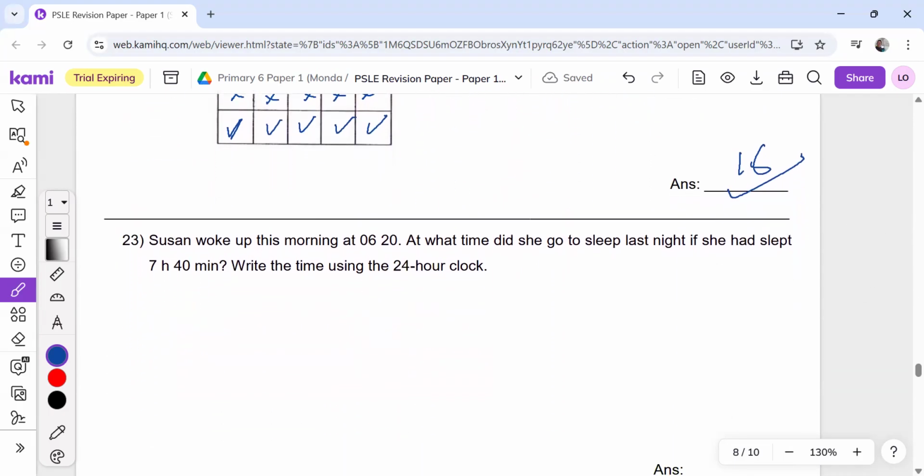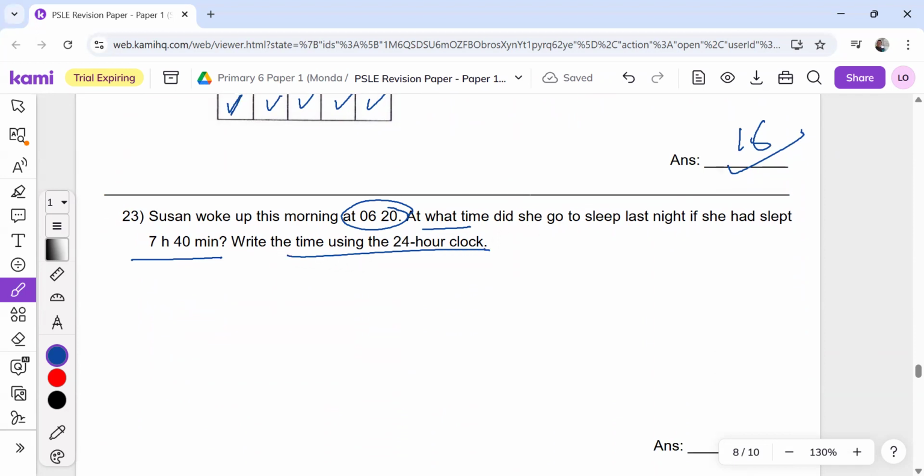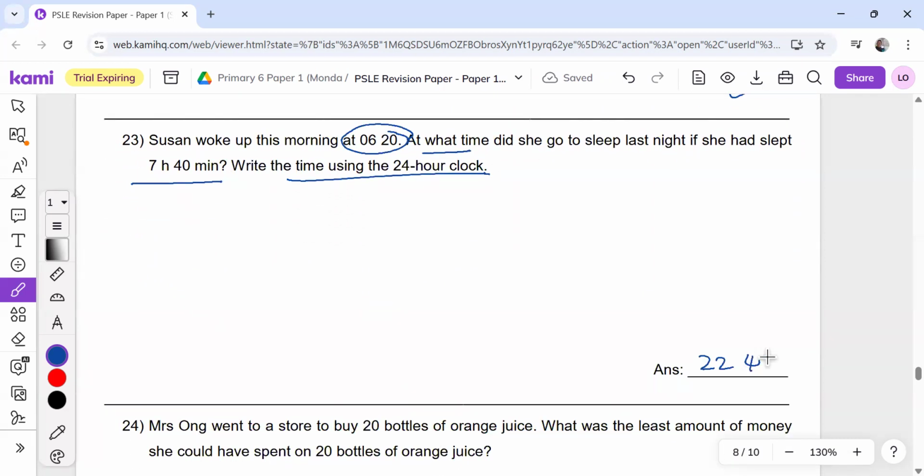Question 23. Susan woke up this morning at 06:20. What time did she go to sleep last night if she had slept 7 hours 40 minutes? Write in 24-hour clock. Answer: 22:40. Anyone get this answer wrong? No? How do you get the time? You draw a timeline. 06:20. Make sure you put the right time at the right place. This is the ending time. So you want to find what time she went to sleep, so you have to jump back 7 hours 40 minutes.